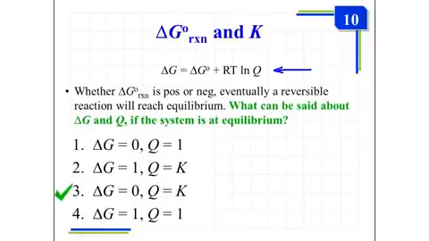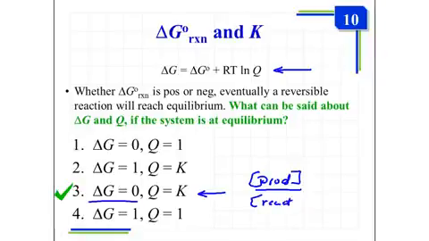Did you say that delta G would be 0 and that Q would equal K? Well, that is correct. When we get to equilibrium, we know that the delta G is equal to 0. And the relationship between Q and K is they are both the concentration of products, or pressure if it's gases, over reactants raised to the power of their coefficients, whatever those coefficients might be.